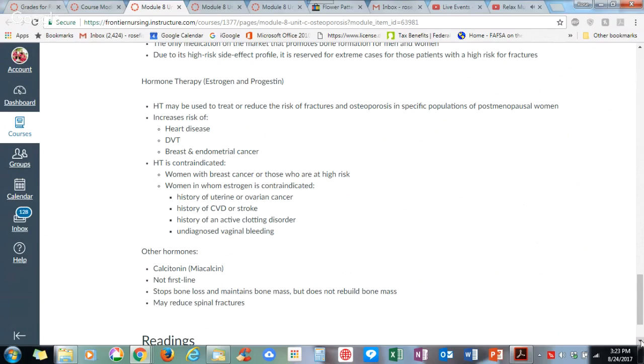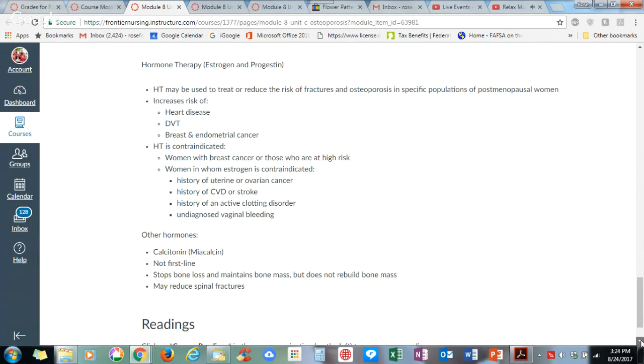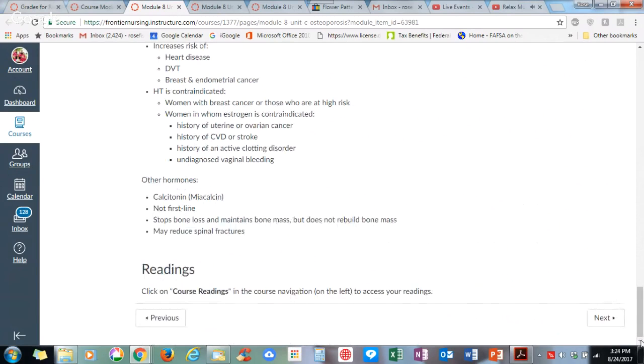Women in whom estrogen is contraindicated: history of uterine or ovarian cancer, history of cardiovascular disease or stroke, history of active clotting disorder, undiagnosed vaginal bleeding. Other hormones: calcitonin (Miacalcin) is not first line, but it stops bone loss and maintains bone mass, but does not rebuild bone mass. May reduce spinal fractures.